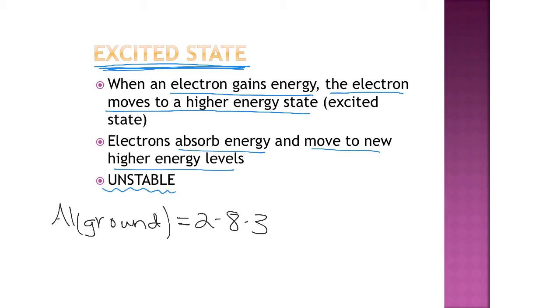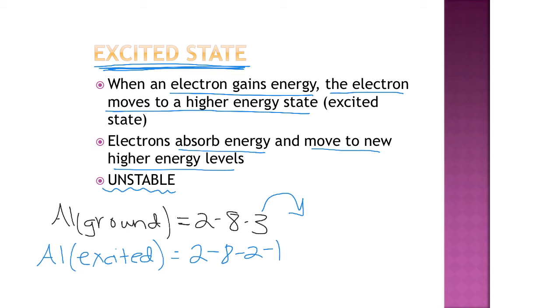If aluminum becomes excited, what happens is it has gained energy. So that could be from heat or from light. One or more electrons bumps out to a higher energy level. So aluminum excited might be 2, 8, 2, 1. So there's still 13 electrons, but 1 electron has moved from the third shell out to the previously vacant fourth shell.